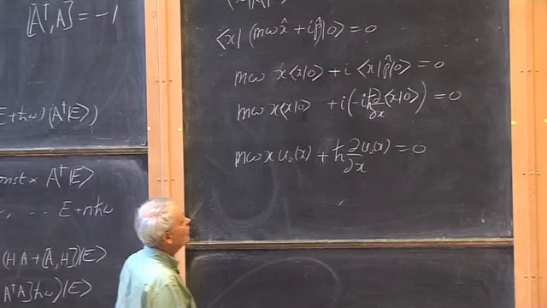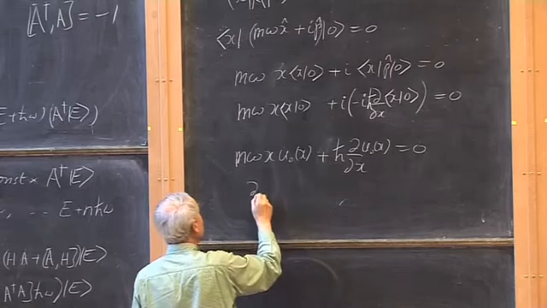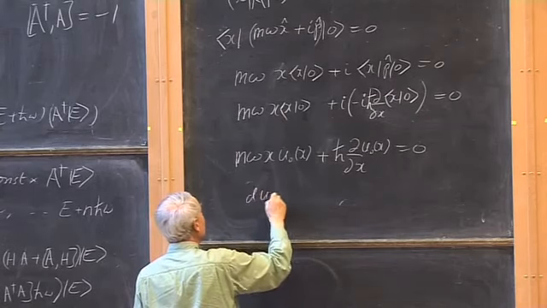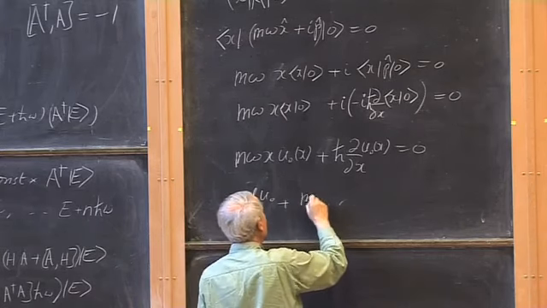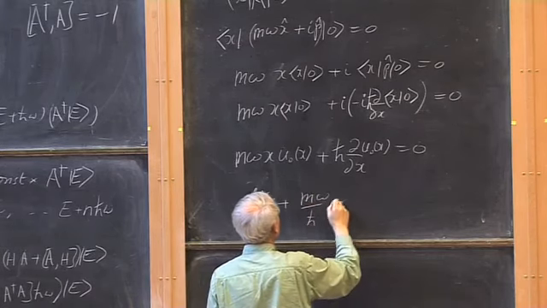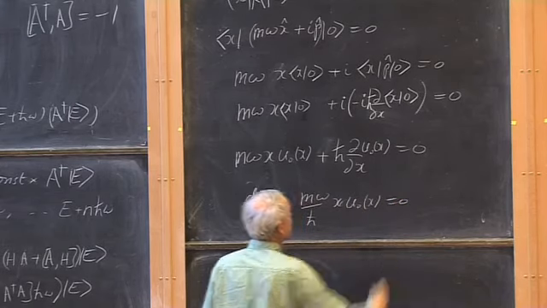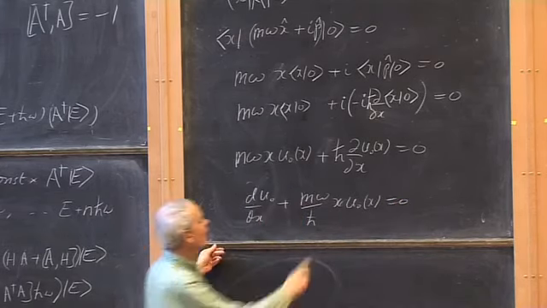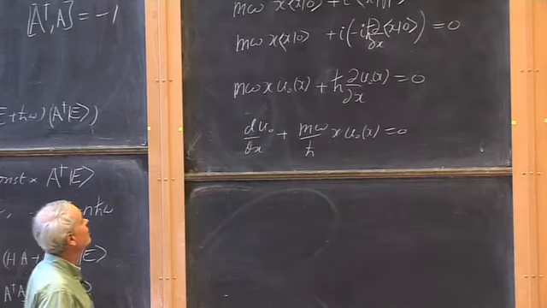We solve such equations by using an integrating factor. Just to get this into standard form, I would actually write this as du naught by dx plus m omega over h bar x u naught. This is the standard form for a first-order linear equation, which you should remember from Professor Ross's course or whatever in the first year.